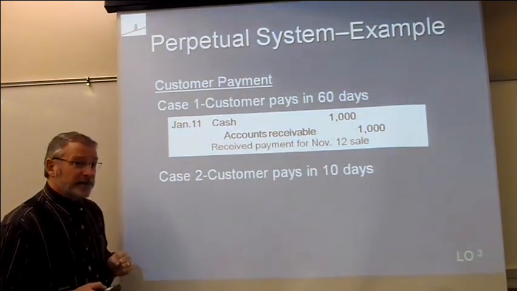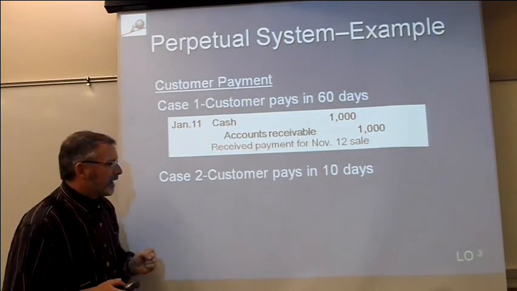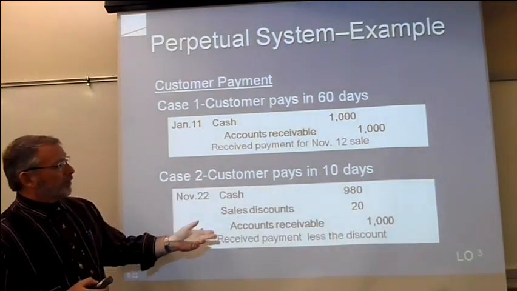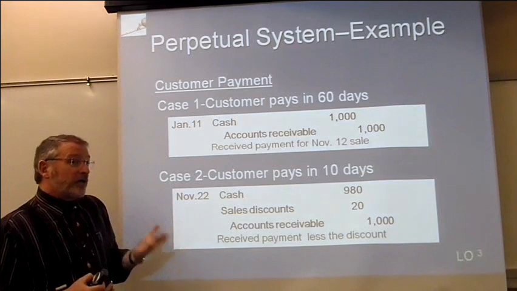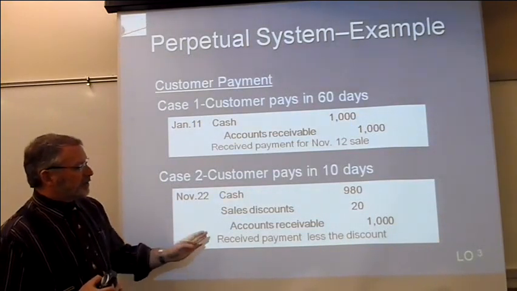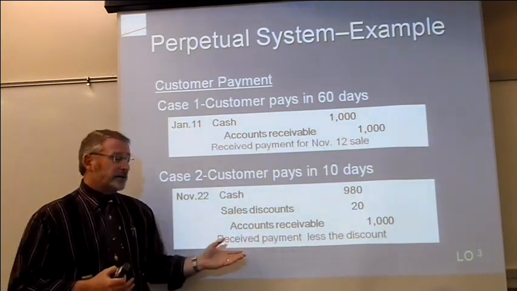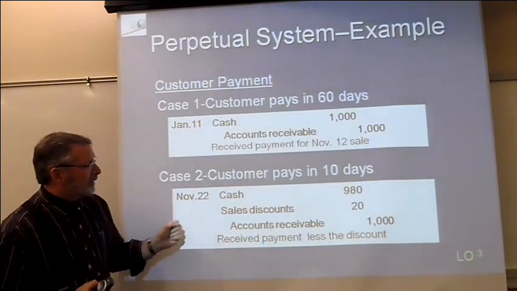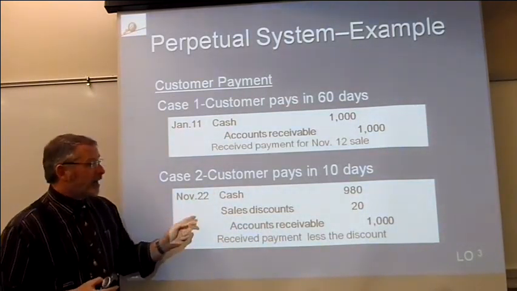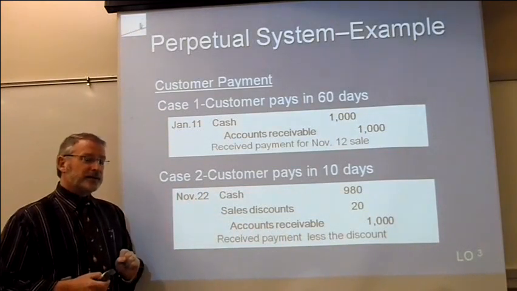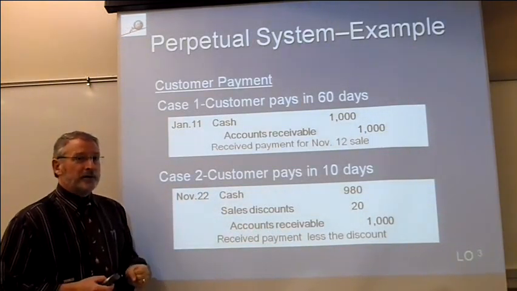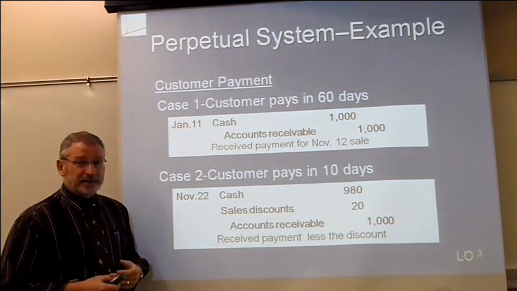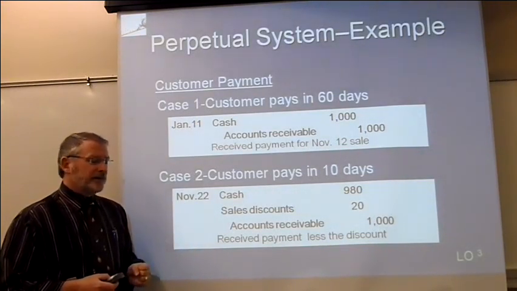What happens if the customer pays in 10 days though and we actually get a discount? They actually get a discount. Well, as before, they're not going to write the check for the whole $1,000. They no longer owe us $1,000, so we're going to reduce the accounts receivable with a credit by $1,000. They're only going to send us $980, and that $20 in discounts goes into an account called sales discounts, or discounts on sales. But sales discounts covers it.